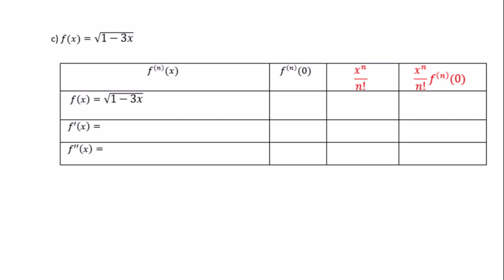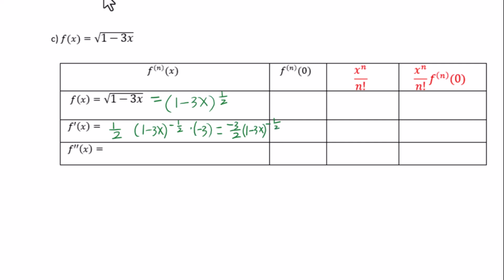Let's go to C. Square root of 1 minus 3x. We will change into single power form: (1 minus 3x) to the 1/2 power. Then f prime of x is 1/2 times (1 minus 3x) to the 1/2 minus 1, which is negative 1/2. Then chain rule, times negative 3. Organize: negative 3 over 2 times (1 minus 3x) to the negative 1/2 power.